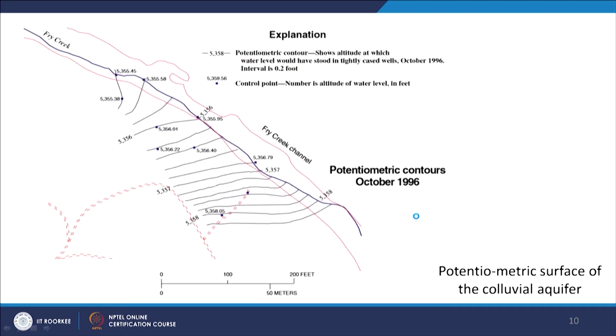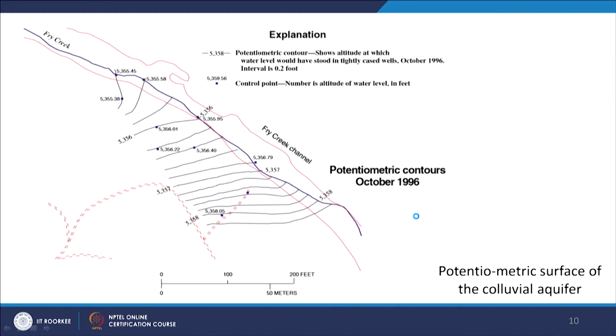So, let us move on, and I think we looked at this particular graph. Obviously they need to understand site characterization, and they need to understand the groundwater flow, right. For that they had various control points from which they developed the potentiometric contours, as you can see 5358, 5357, and so on and so forth. So, I can try to understand the groundwater flow direction here, right.